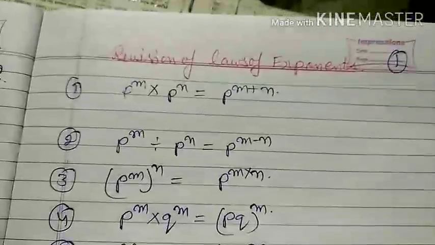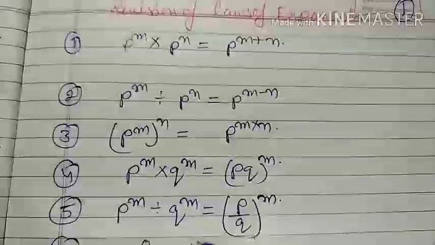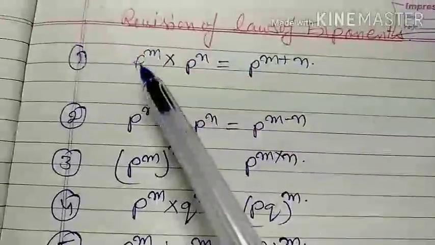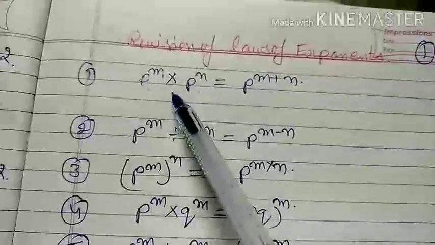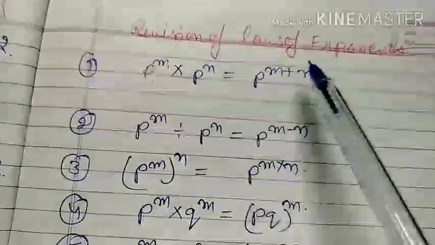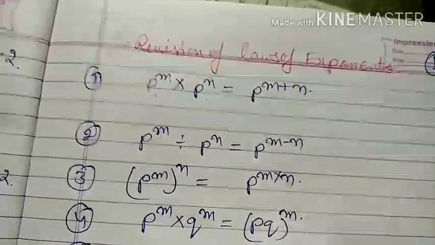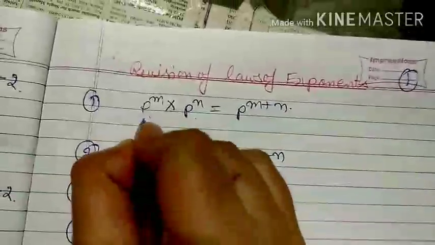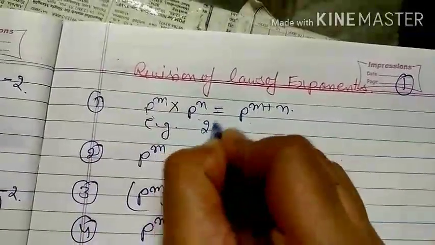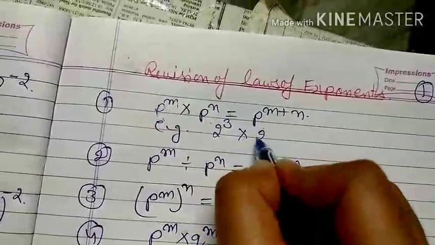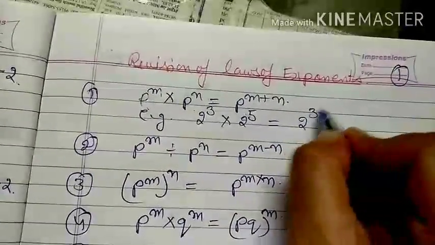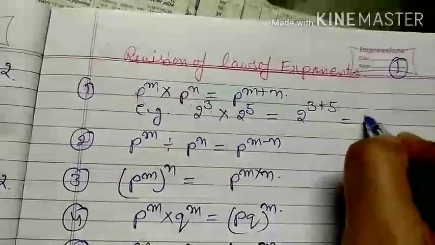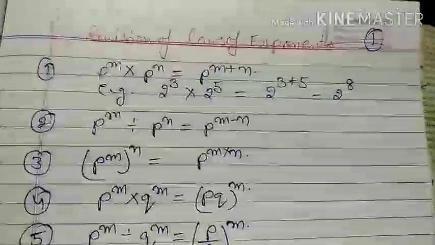First, just a quick revision of the laws of exponents. We have a total of 6 laws of exponents. The first law is that if the base is the same and the power is different and both terms are going to be multiplied, you just write the base common and add the powers. Like in this example, if 2 raised to power 3 and 2 raised to power 5 are there, you just write the base once and add the powers, that is 2 raised to power 8.